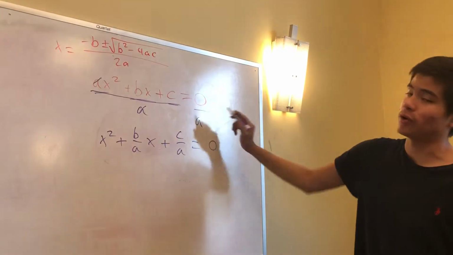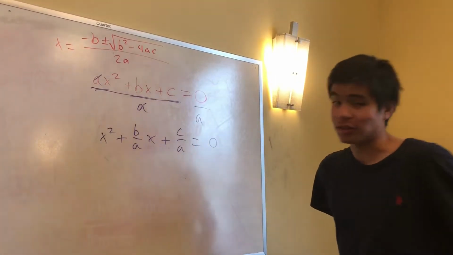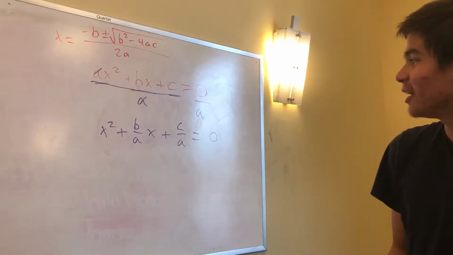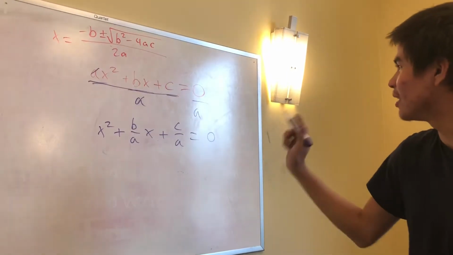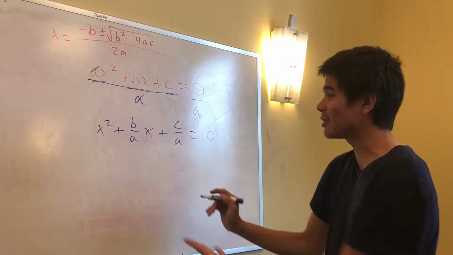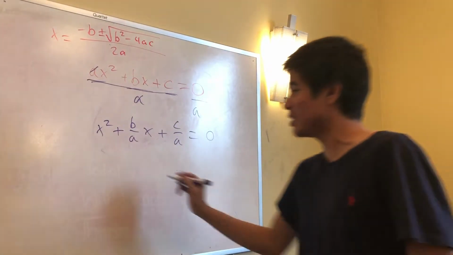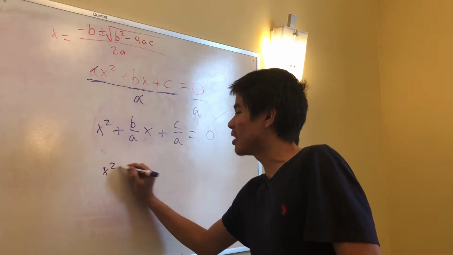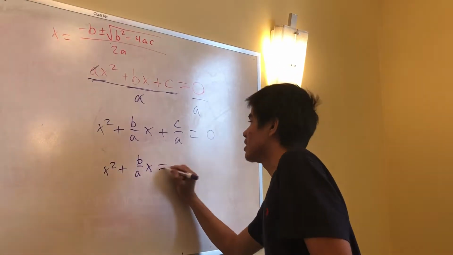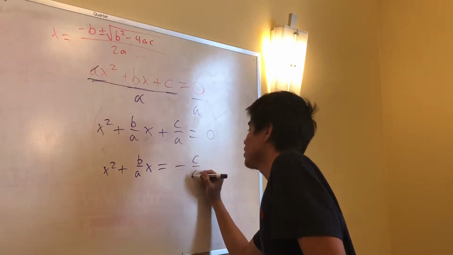0 over a is equal to 0. 0 over anything is equal to 0. That is true. Now, what do we do from here? Let's move this to that side so that we can isolate our x's in a way, so to speak. So now we have x squared plus b over ax is equal to negative c over a.